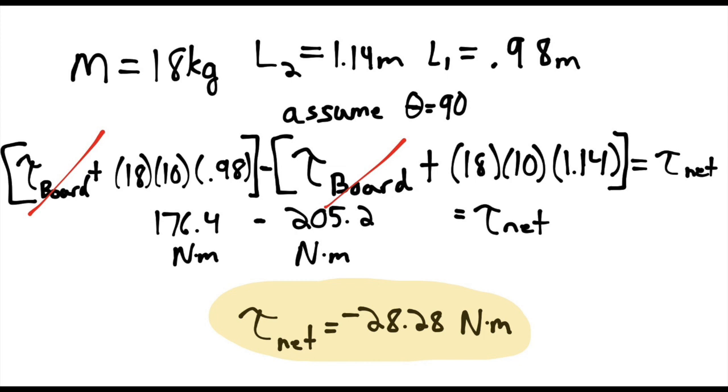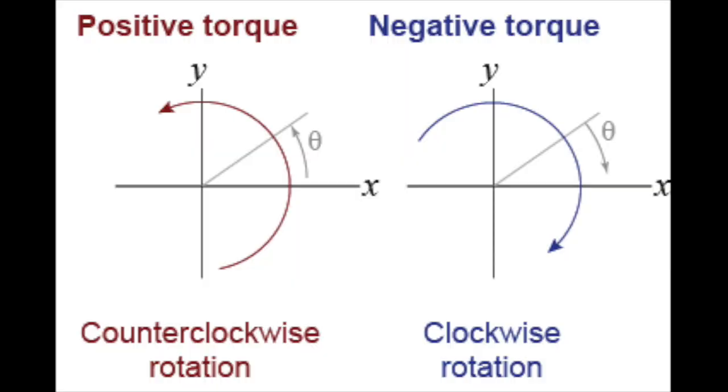As seen on the screen, we can set the difference equal to the net torque, which comes out to be negative 28.28 Newton meters. This means that the object should rotate clockwise, which is in the negative direction. Let's watch and see. Clearly, the object is rotating clockwise, which is the negative direction, as seen in the diagram.